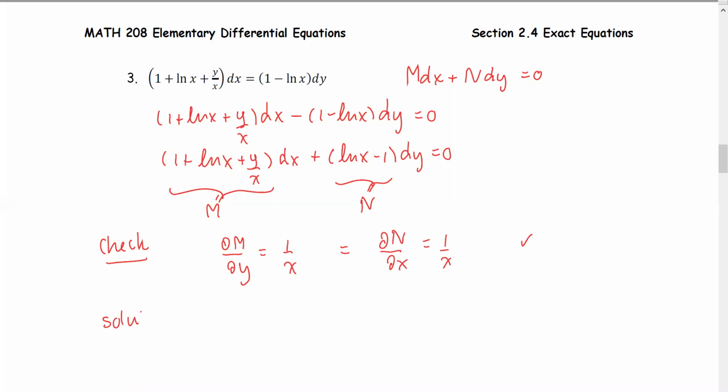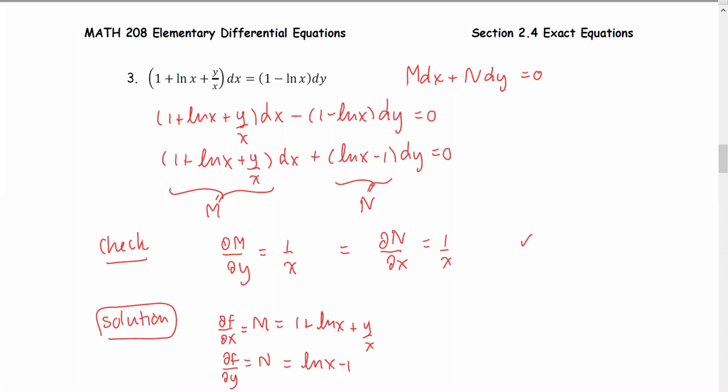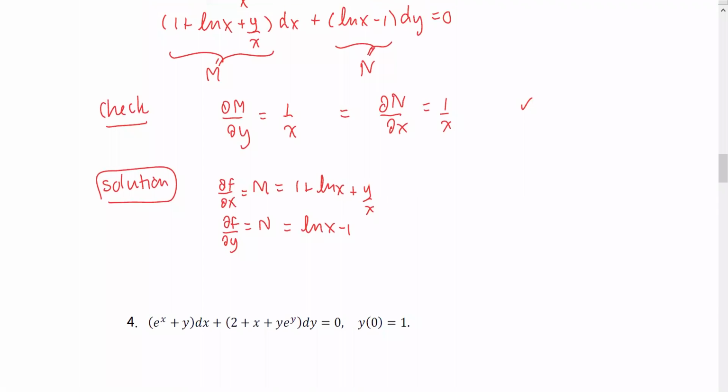And next, we are going to find the solution from the definition of M as the partial of the solution with respect to x, and N is the partial of the solution with respect to y, or natural log x minus 1. We are going to use one of them and find the antiderivative to get the general solution form out. So I'm going to use the N function.